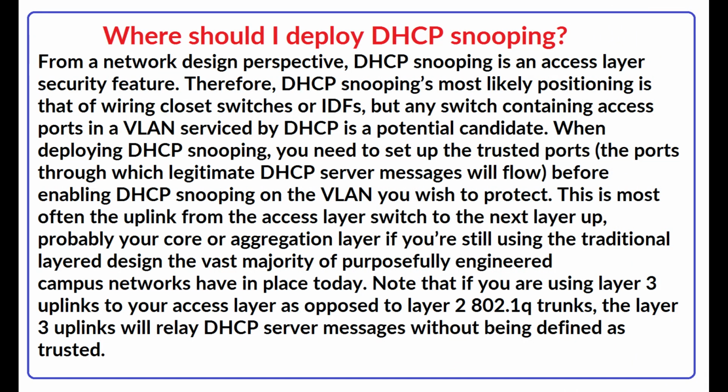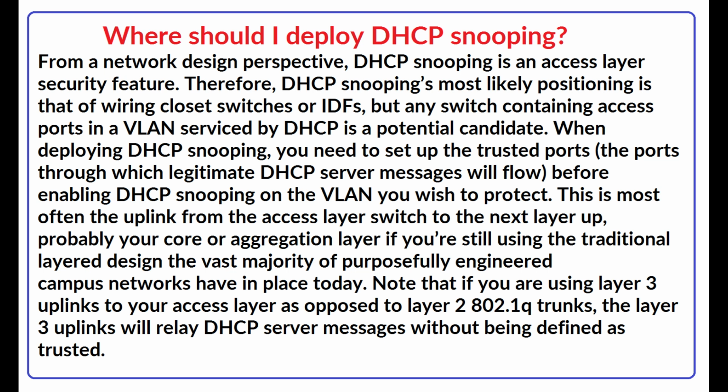From a network design perspective, DHCP snooping is an access layer security feature. Therefore, DHCP snooping's most likely positioning is that of wiring closet switches or IDFs, but any switch containing access ports in a VLAN serviced by DHCP is a potential candidate. When deploying DHCP snooping, you need to set up the trusted ports, the ports through which legitimate DHCP server messages will flow, before enabling DHCP snooping on the VLAN you wish to protect.